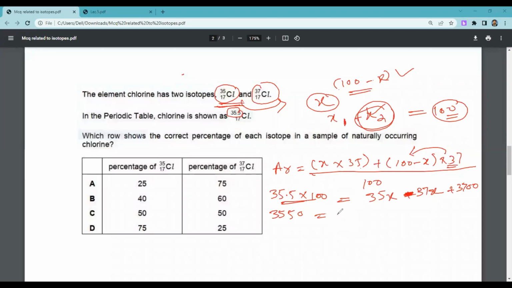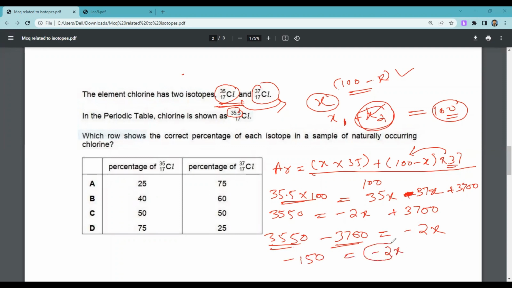35x minus 37x, I will directly write it as minus 2x. This is a simple algebra calculation. 3550 is equal to minus 2x plus 3700. So 3550 minus 3700 is equal to minus 150, which is equal to minus 2x. The 2 is multiplying, so if it goes to the other side of the equation, it will divide. So x is equal to minus 150 divided by minus 2.